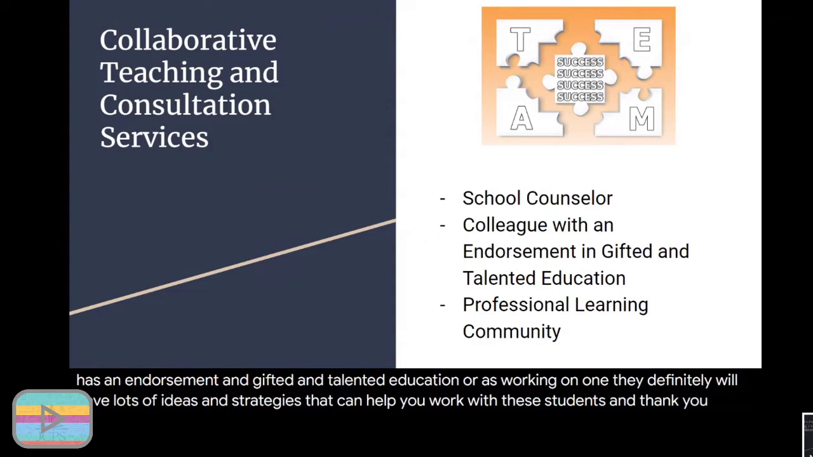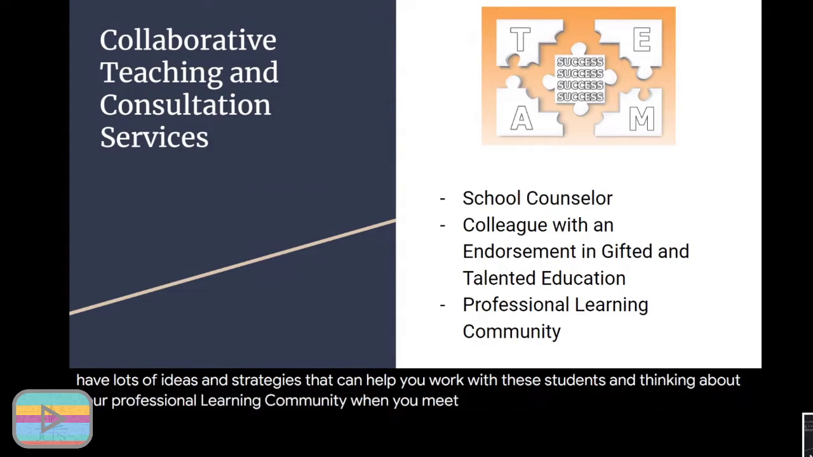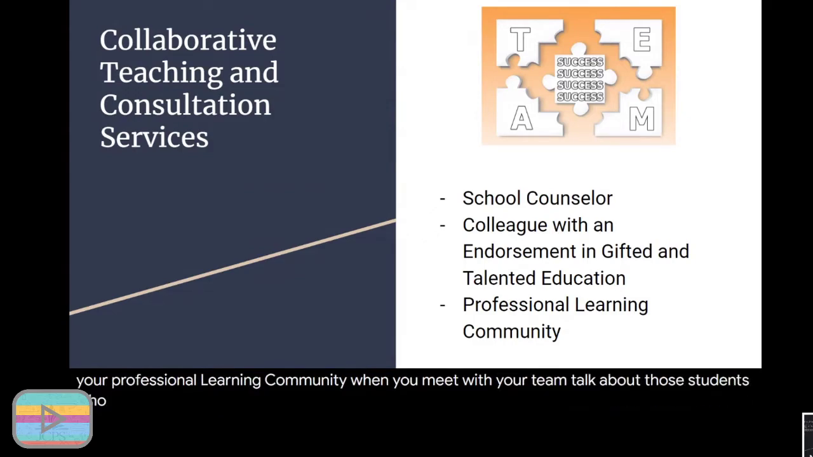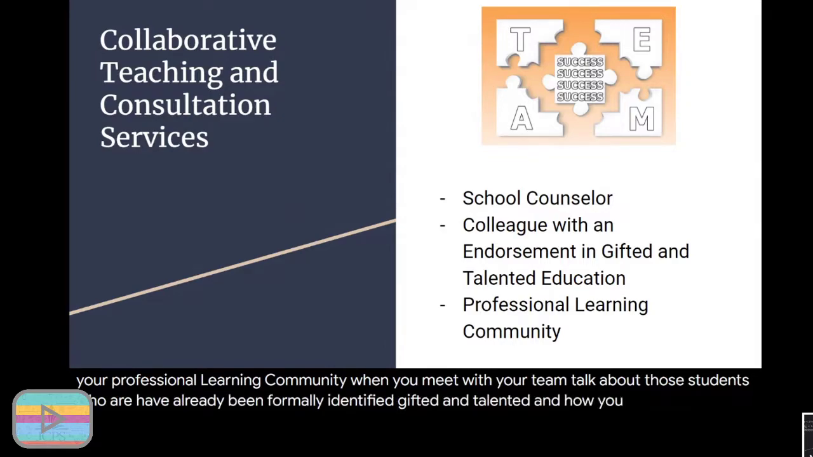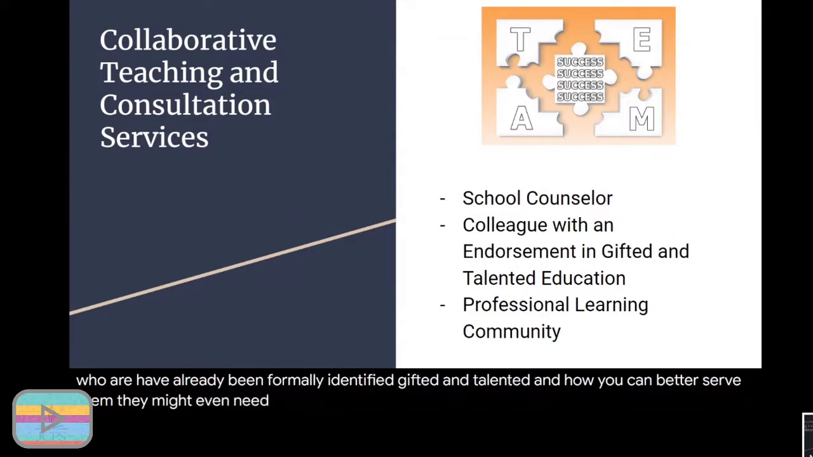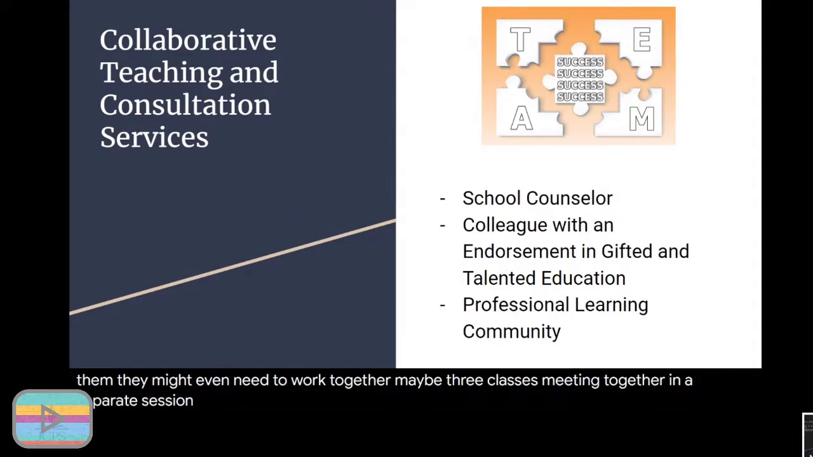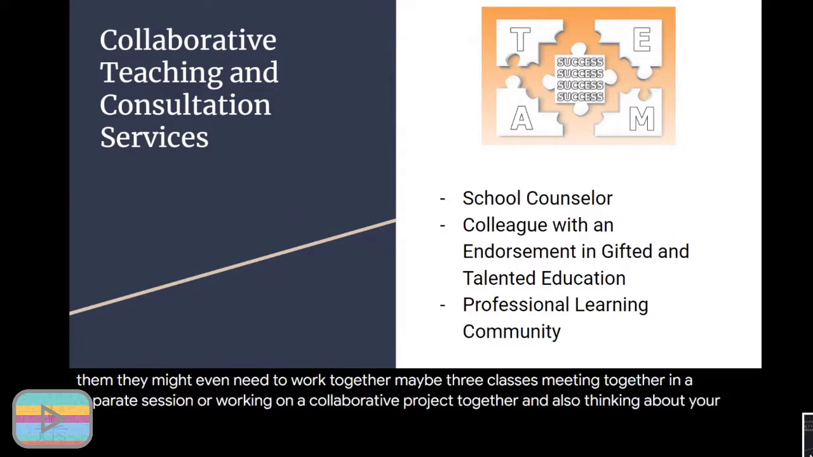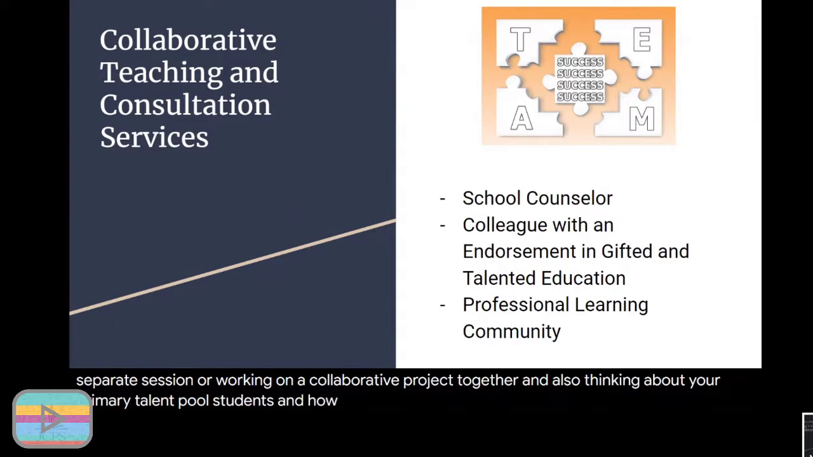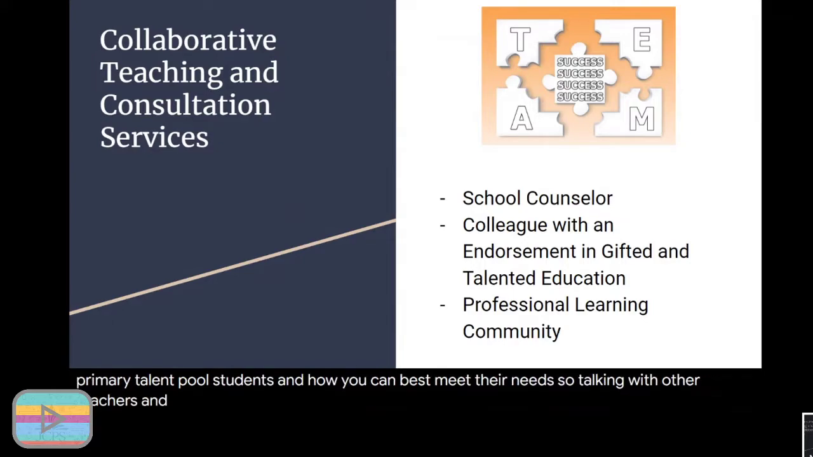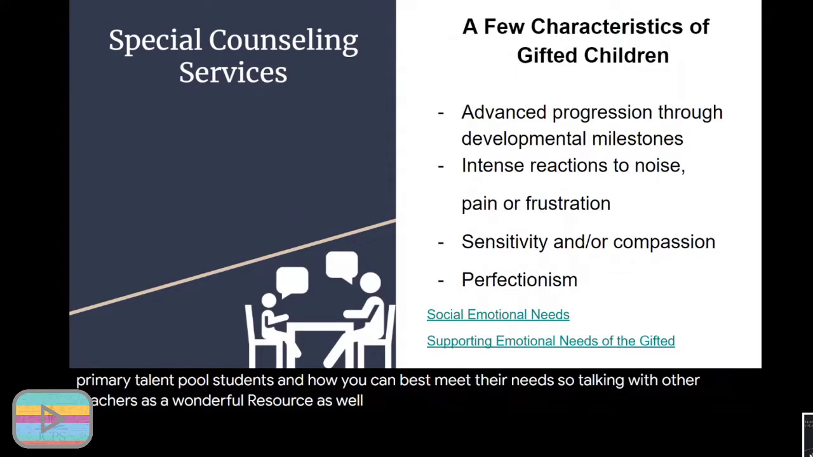And thinking about your professional learning community, when you meet with your team, talk about those students who have already been formally identified gifted and talented and how you can better serve them. They might even need to work together in their own group, maybe 3 classes meeting together in a separate session or working on a collaborative project together, and also thinking about your primary talent pool students and how you can best meet their needs. So talking with other teachers is a wonderful resource as well.